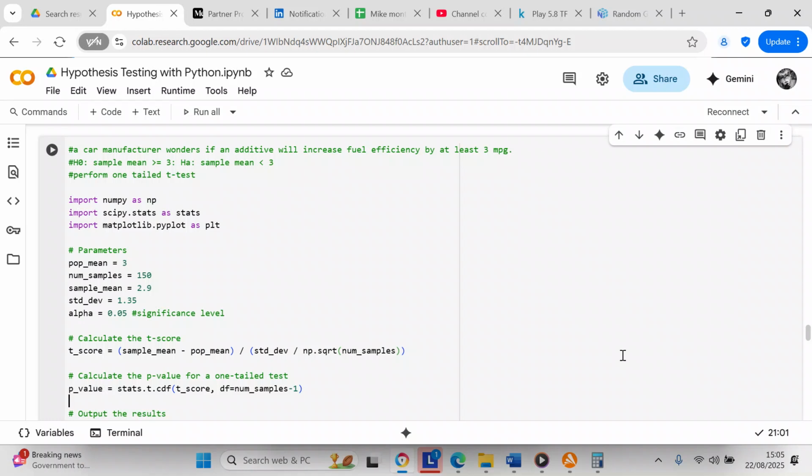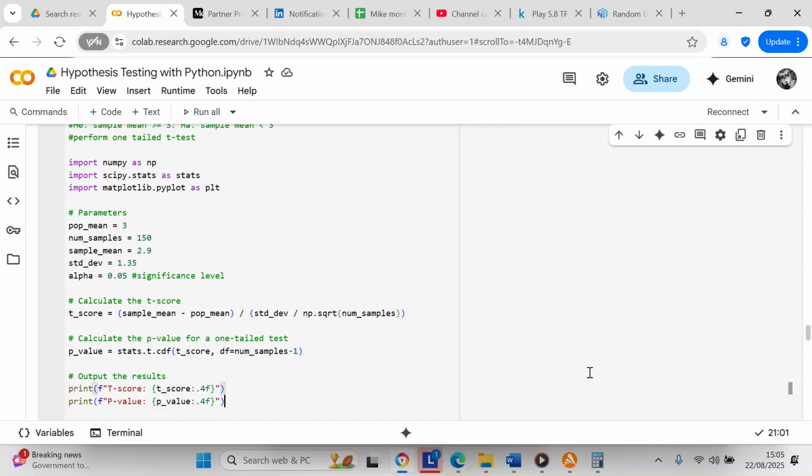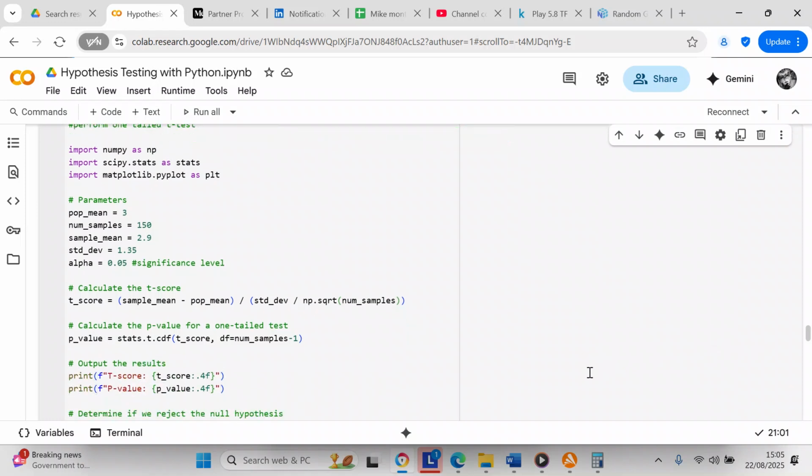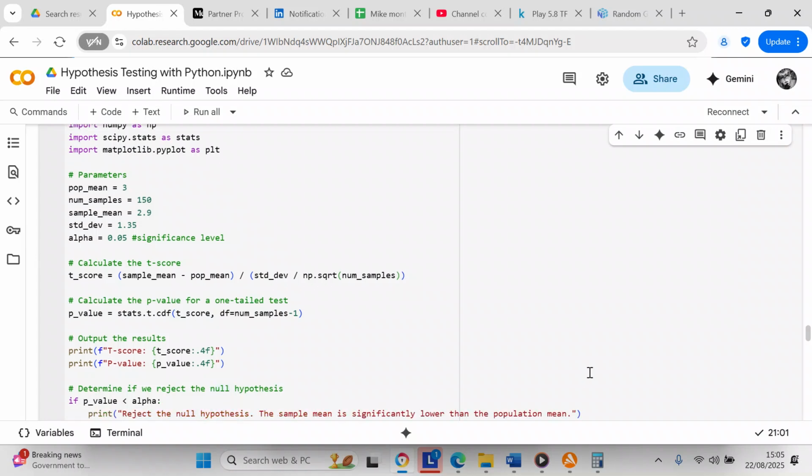Now we're going to calculate the p-value for a one-tailed test. So p-value equals stats.t.cdf. The t means it's a t distribution, and CDF means it's a cumulative distribution function. In brackets, t-score, comma, degrees of freedom equals the number of samples minus 1, so that means your degrees of freedom is going to be 149. Then you're going to output the results of your t-score and your p-value.